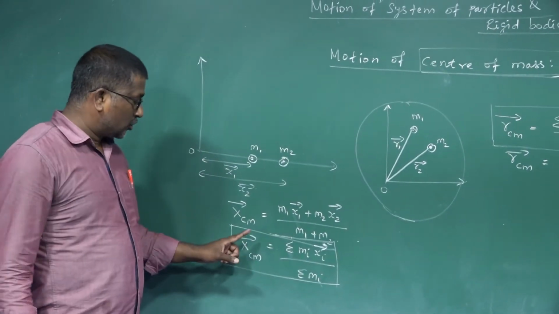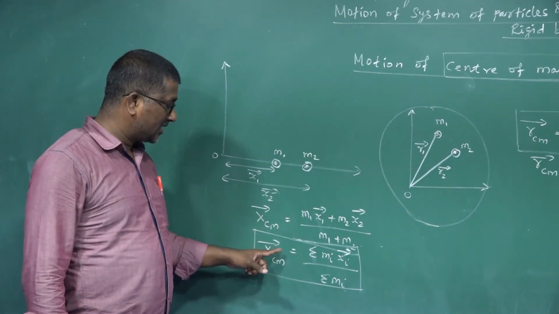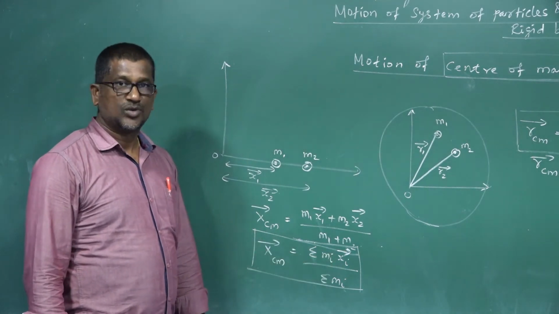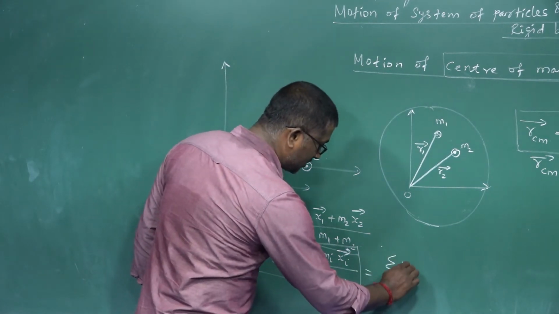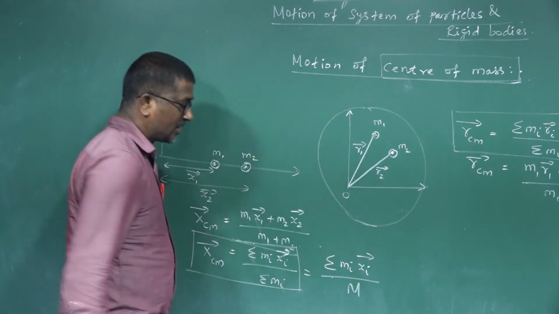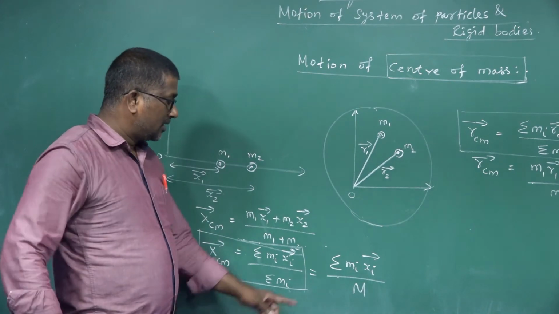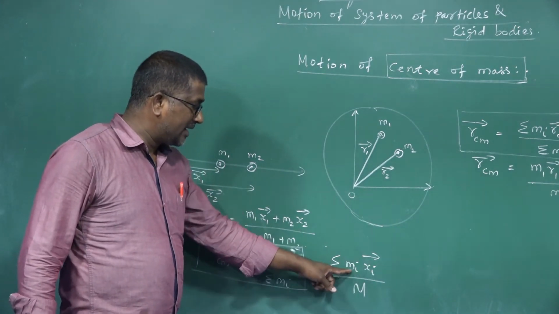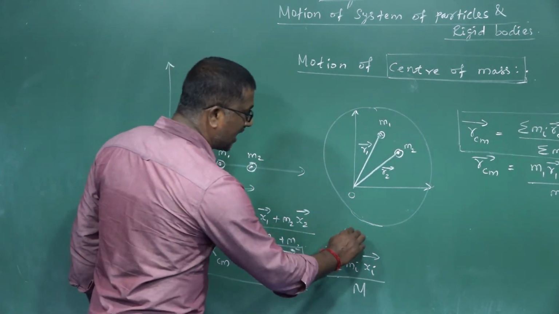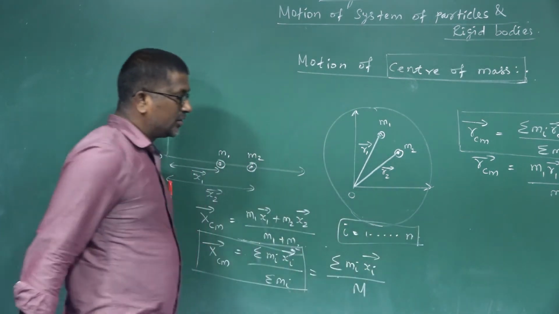So the equation for x coordinate of the center of mass is x cm vector is equal to summation mi xi vector divided by summation mi, or summation mi xi vector divided by capital M. Capital M is the total mass of the rigid body, right? And in summation mi xi, mi is the mass of all the particles in the rigid body. Here i value is taken as 1 to n, right?